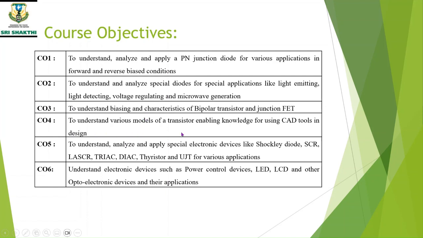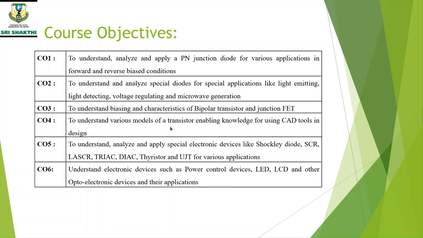The fourth course objective, you should know how do we model. You know, modeling means how we mathematically represent a device. So how you model a transistor or diode or any other device, which will enable you to understand how to use computer aided design tools, because modeling, we have to give mathematical equations to computer aided design tools, which will make you understand how the devices work.